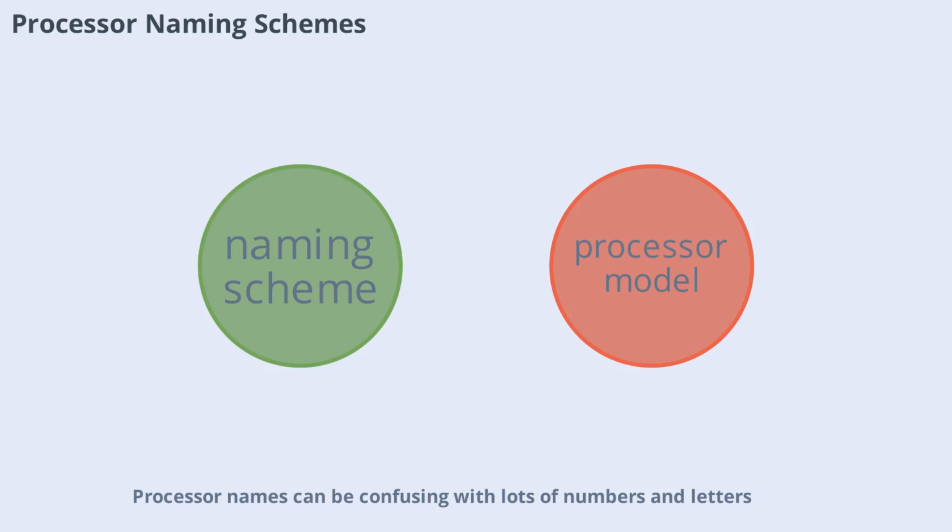Processor names can be confusing with lots of numbers and letters. We'll break down common naming schemes from Intel and AMD, explain what the different parts mean, and help you decode processor names so you can make informed choices.